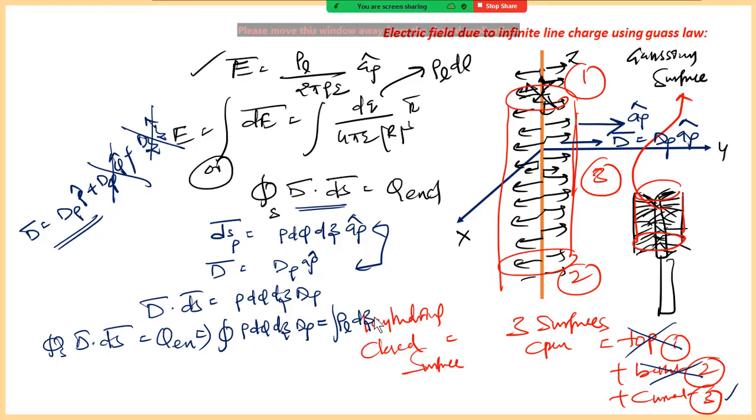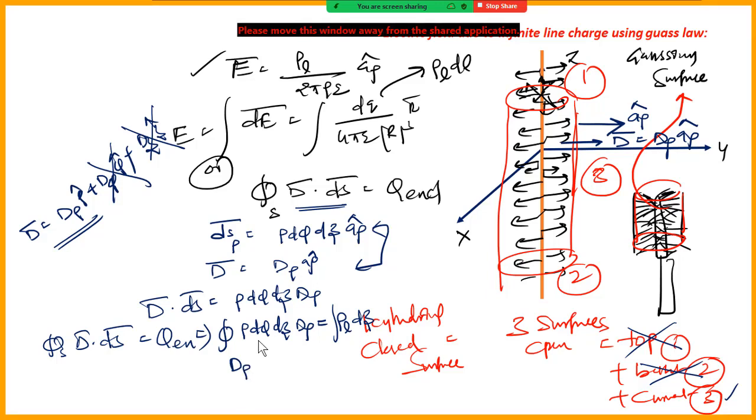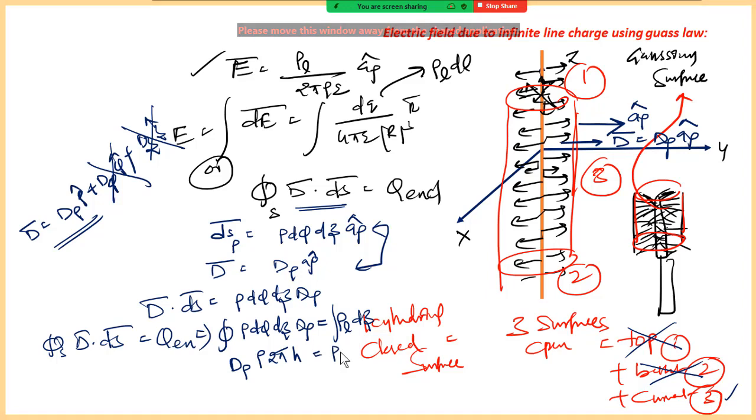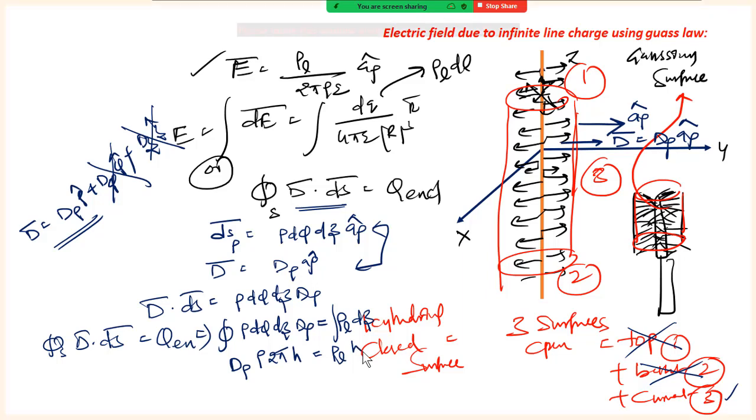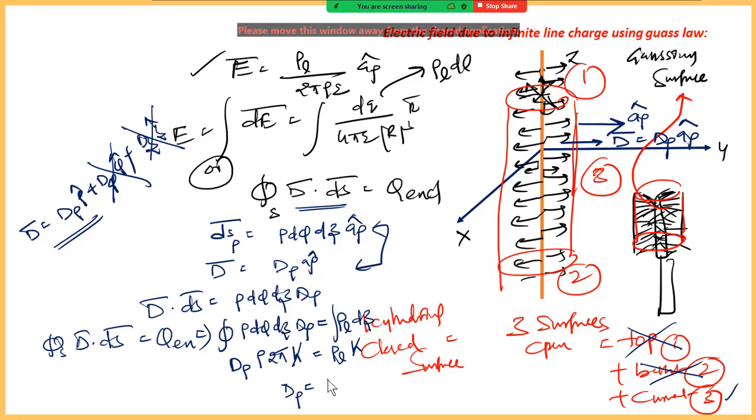So coulombs per meter into meter is coulombs only, so we will get charge. Now what we have here: D_rho is fixed, and rho is also constant. Next, the integral of d phi with limits 0 to 2 pi will give 2 pi, and for the integral of dz we consider some height h. On the right side, rho_L is a fixed uniform line charge density, and the integral of dz gives some height h. So this height will be cancelled. Now D_rho is equal to rho_L by 2 pi rho.